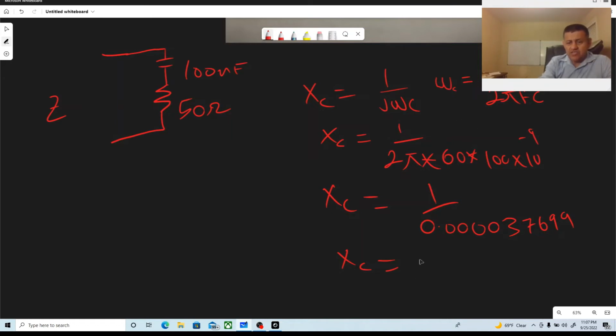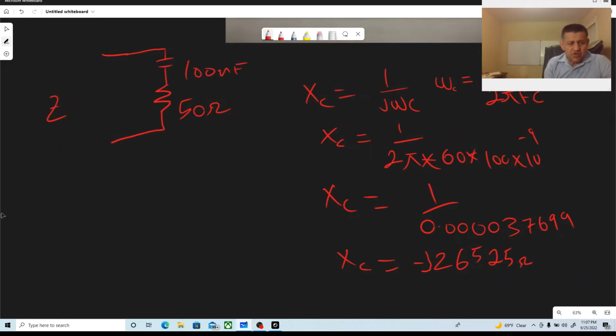and that is going to give me a negative number, which is technically going to be negative 26.525, and this is a J, and this is of course ohms, right?